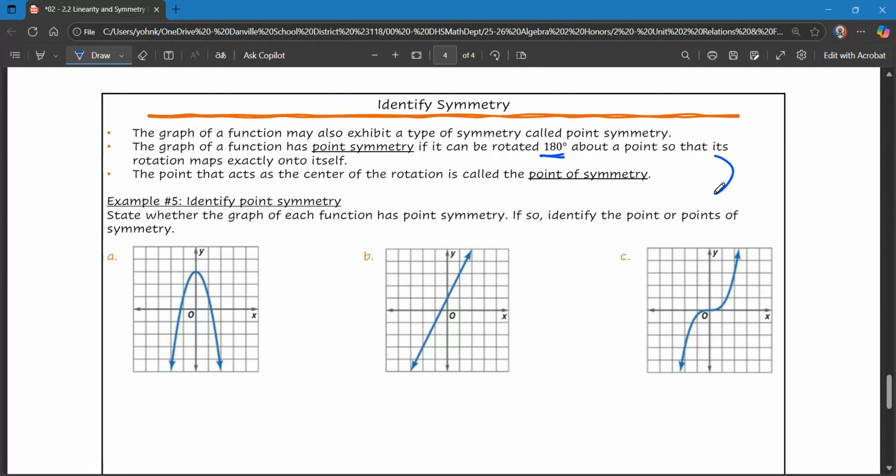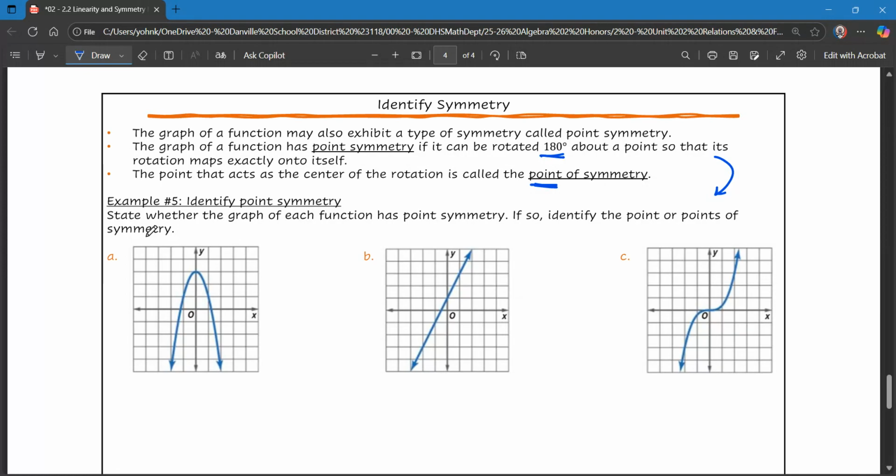So here you'll be spinning the graph top to bottom or bottom to top and seeing if you get the same exact picture back again. The point that acts as the center of this rotation is called the point of symmetry. So if you look at letter A, state whether the graph of each function has point symmetry. If so, identify the point or points of symmetry.